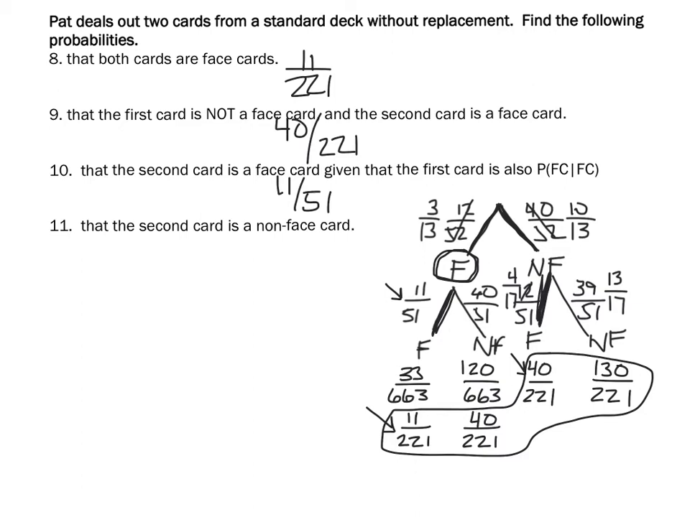Second card being a non-face card is either this one or this one. Since it's or, we can add those together. We just add the tops, keep our denominator the same.